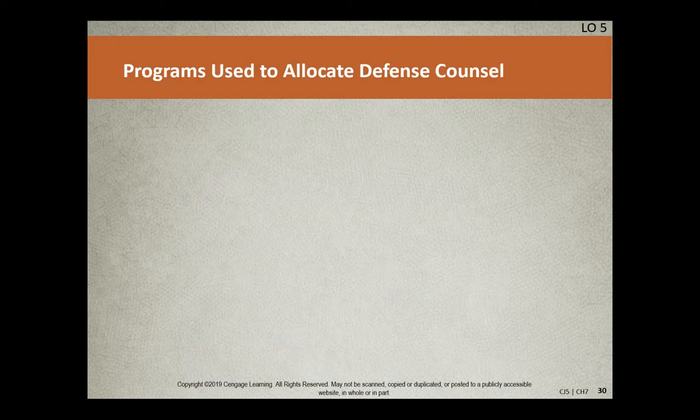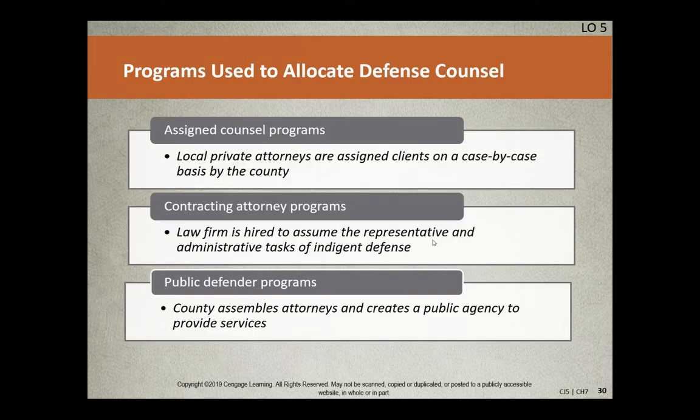So in most cases, the county's government is responsible for providing the public defenders. And these three different methods are often used by different counties to establish how public defenders will be allocated to clients.